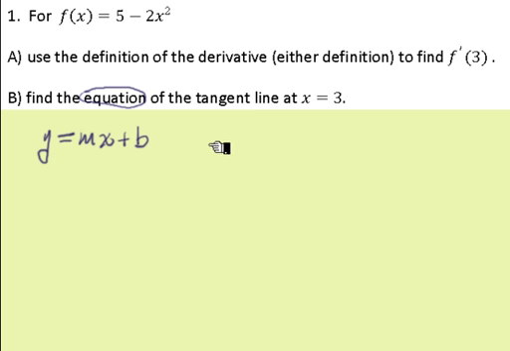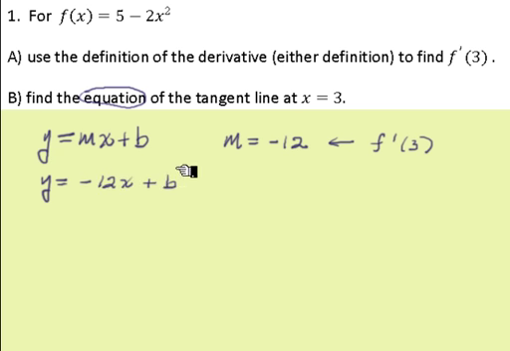Well, the slope we got in part A. In part A, we found that the slope was minus 12. That was f prime of 3. The derivative at x equals 3 is the slope of the tangent line at x equals 3. So we found that. Okay, so we have y is equal to minus 12x plus b. And now we just have to figure out what b is.